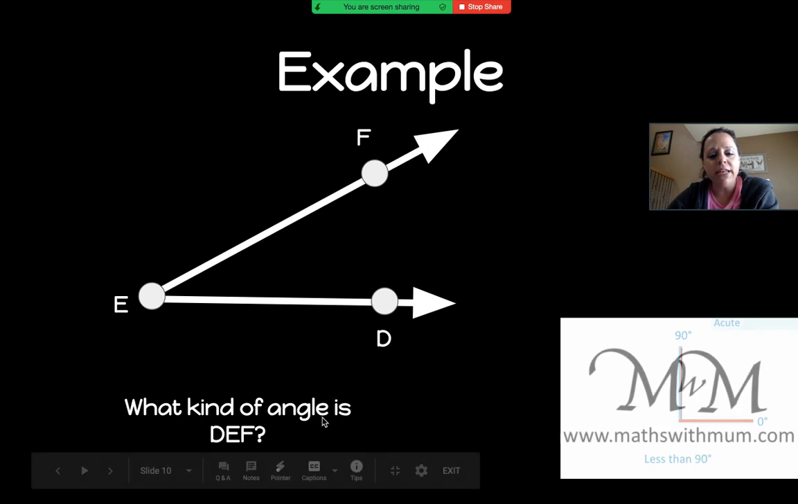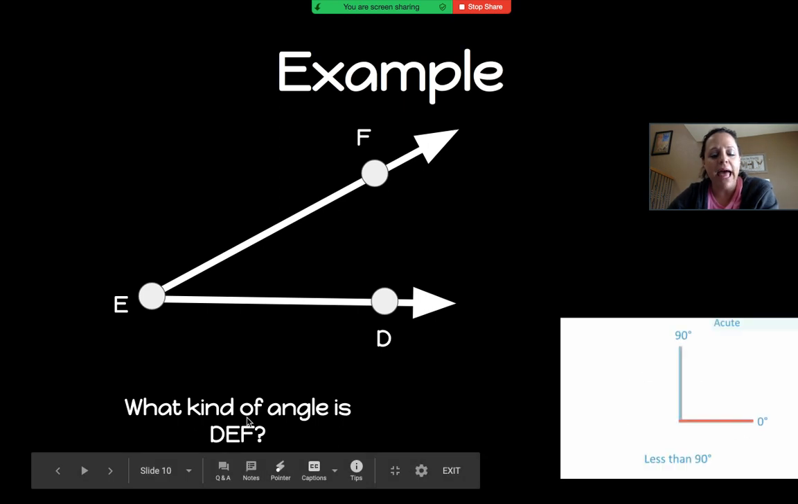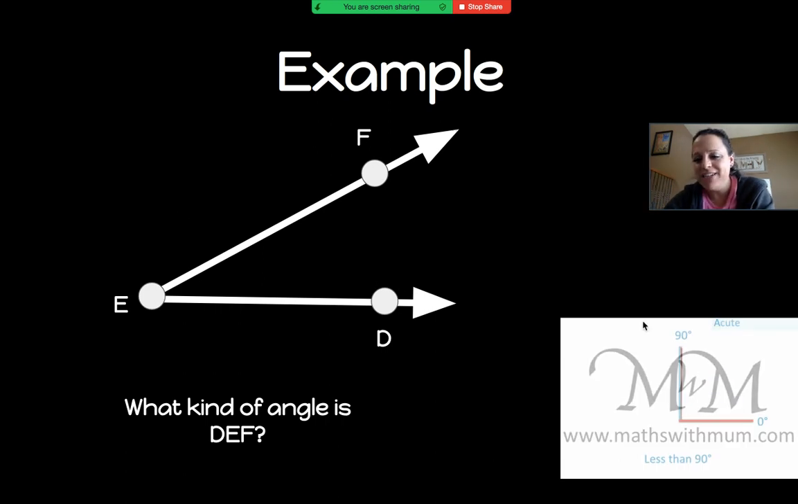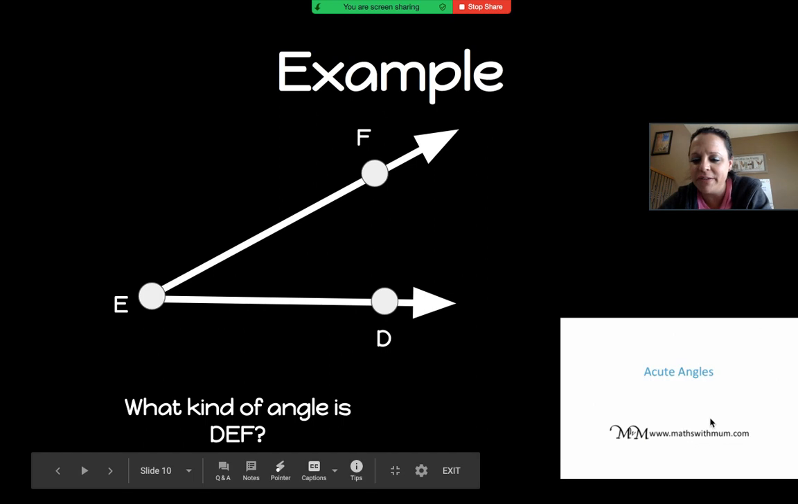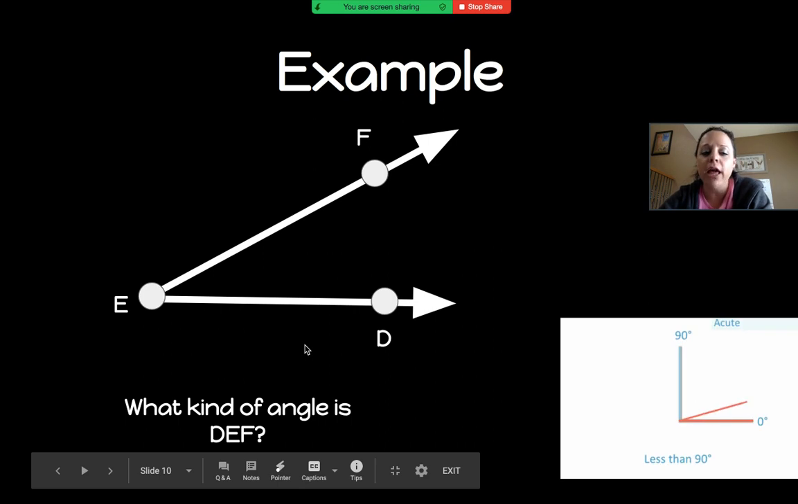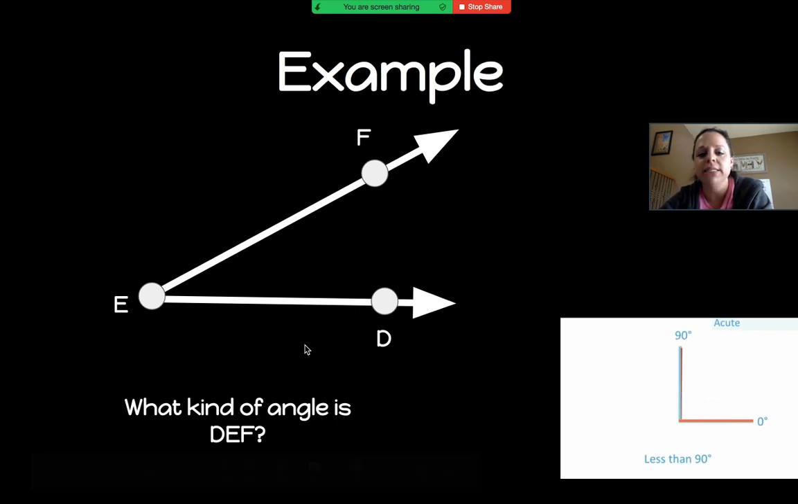All right, here's another example. What kind of angle is DEF? Well, I'm looking at it, and it looks pretty cute. So just like our illustration down here, if it is less than 90 degrees, it's acute. So angle DEF is acute.